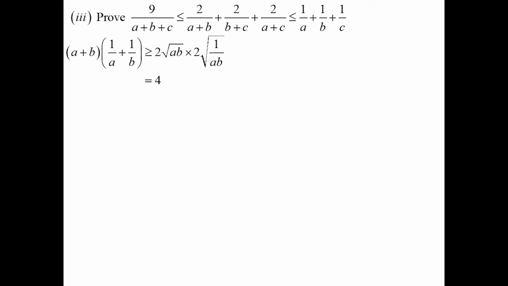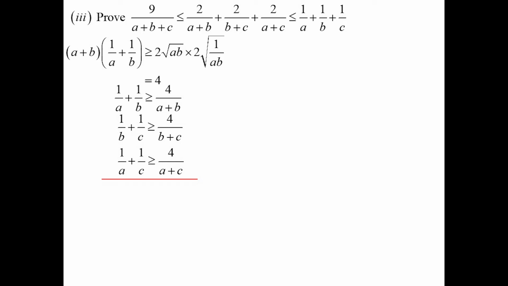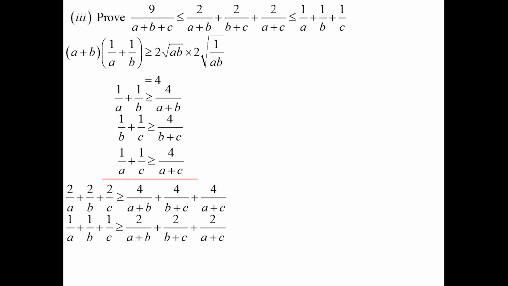So I now know that a plus b times 1 on a plus 1 on b is greater than or equal to 4. So 1 on a plus 1 on b would be greater than or equal to 4 over a plus b. Okay. Well, I could have done b and c. I could have done a and c as well. So if I add them all up, 2 on a plus 2 on b plus 2 on c greater than or equal to 4 on a plus b plus 4 on b plus c plus 4 on a plus c. Divide everything by 2 and we have the right hand side of what we're trying to prove.